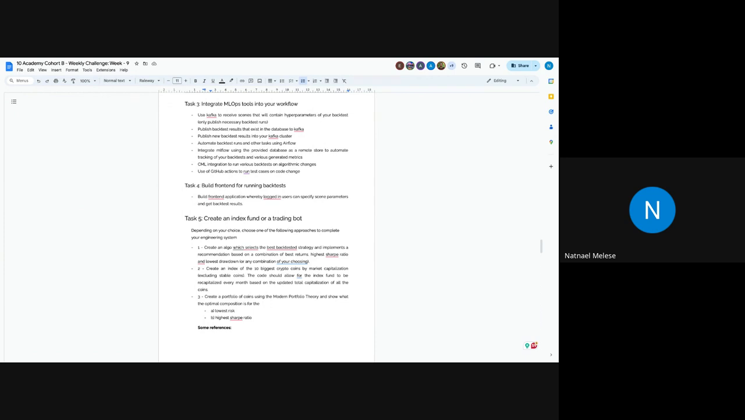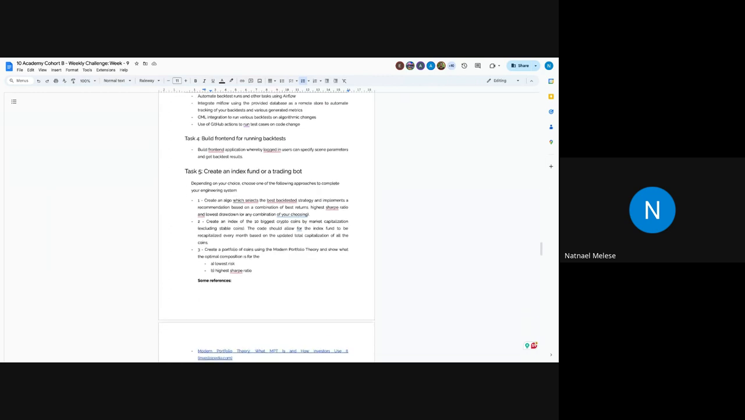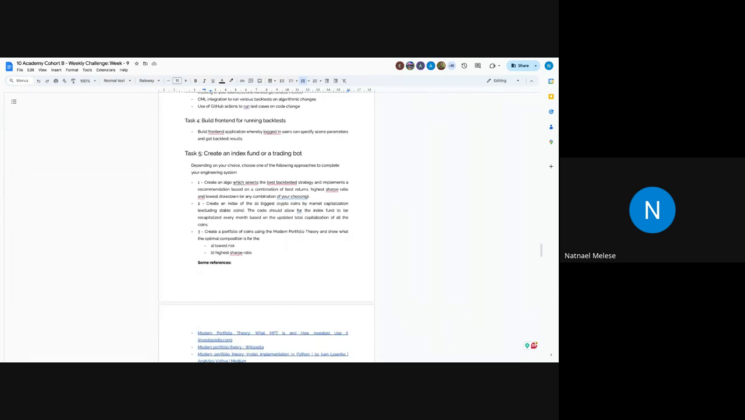So publish new results into your Kafka cluster, and also automate the backtest runs and other tasks using Airflow. Now the next step is to integrate MLflow using the provided database, for example, with a remote store. You will automate the tracking of your backtests and the various generated metrics, and also continuous machine learning integration to run various backtest algorithmic chains. Using GitHub Actions, you'll run those, and you'll build a front end at the end. You'll build a front end for running your backtest. And the next step would be to create an index fund or trading bot.